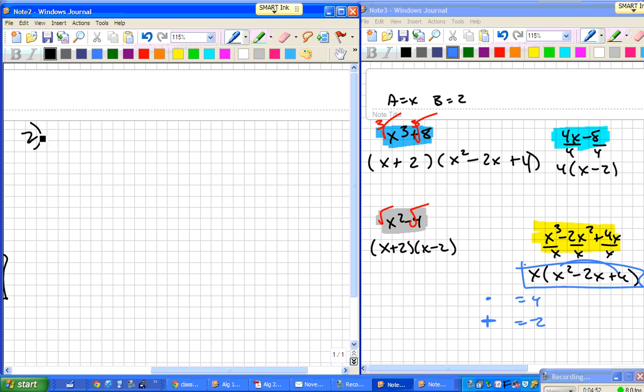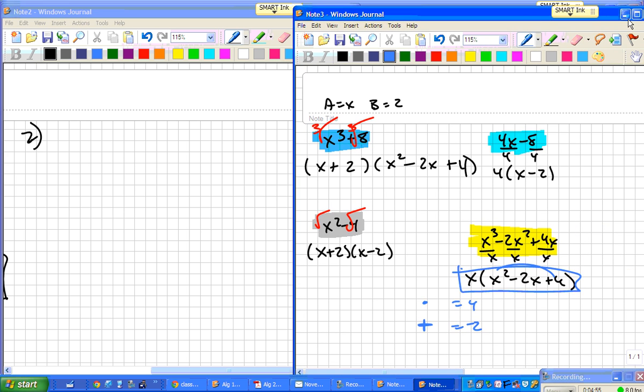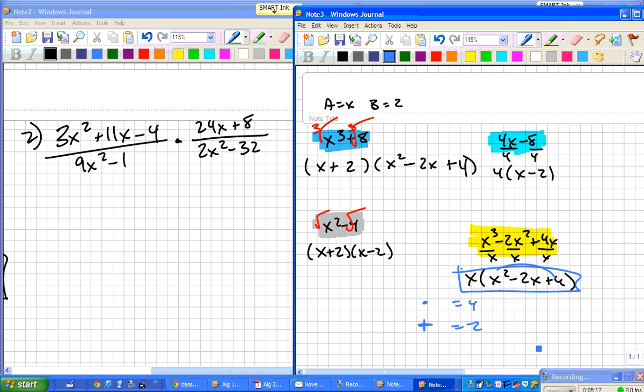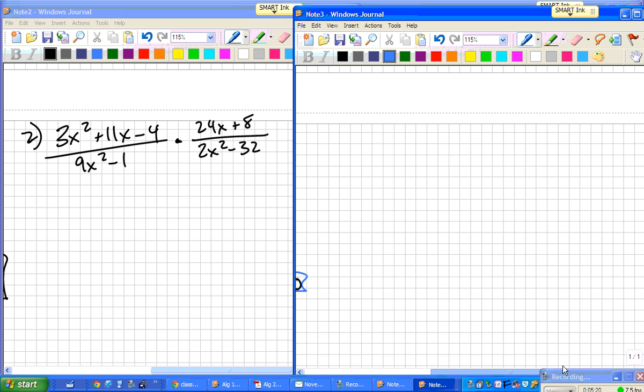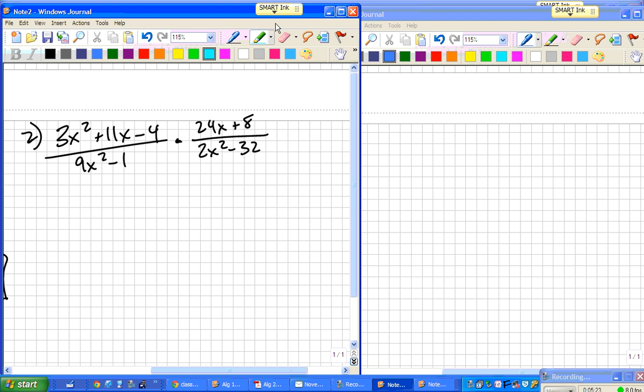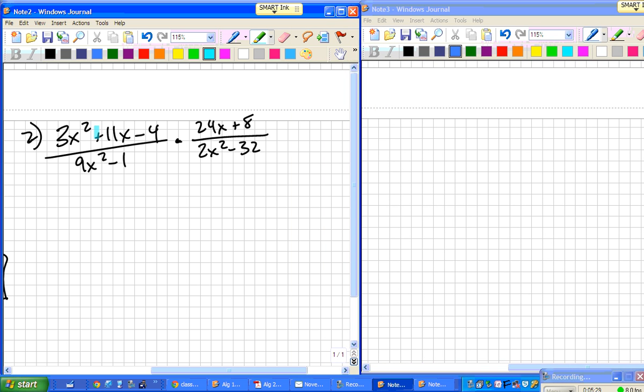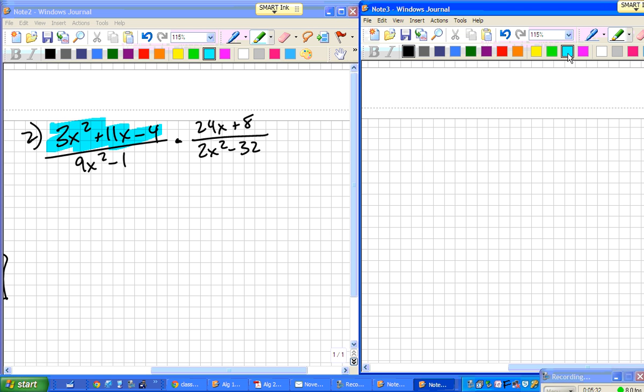Alright. Problem number 2. We have 3x squared plus 11x minus 4 over 9x squared minus 1, 24x plus 8, then 2x squared minus 32. All right, let's start doing all of our, let's move this over a little bit. There we go. So we have to factor that.